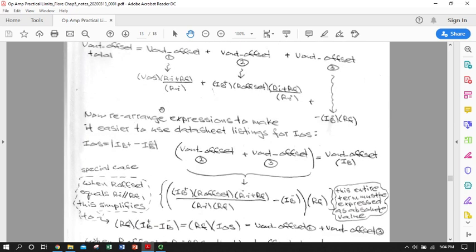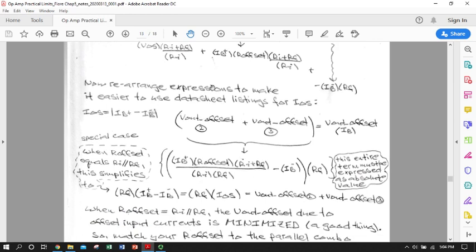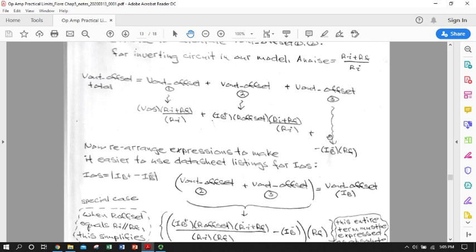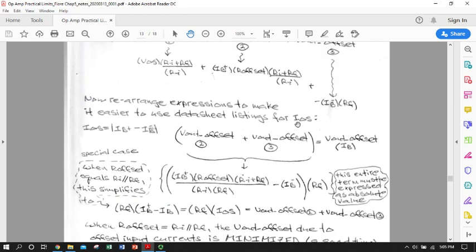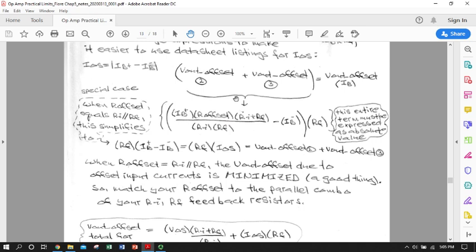So we can rearrange these things to make it easier to use the datasheet listings, remembering that IOS, and quite often we will see an IOS value on a datasheet. Remember, that's the absolute value of IB plus minus IB negative. So we can rearrange terms in this summation to make it easier to identify this in terms of IB plus and IB minus, and we end up with this entire expression.